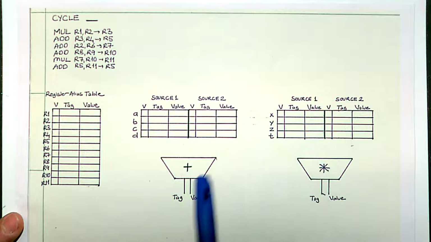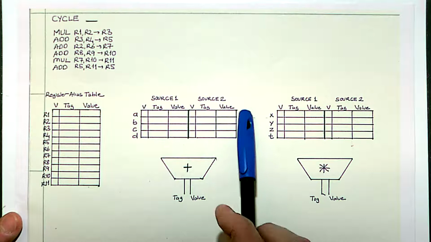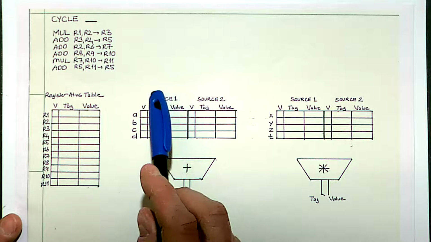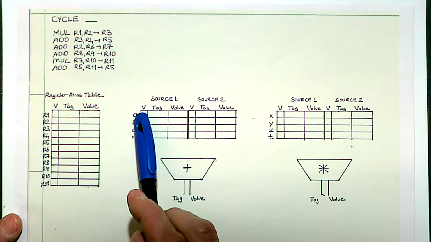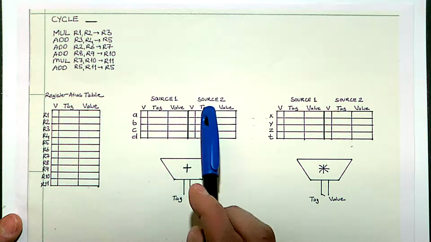And they have different names, A, B, C, D for the adder reservation stations, and X, Y, Z, T for the multiplier. I'm ignoring some of the fields in the reservation station here, like is it allocated, for example. There should be another allocated field over here, but I'm going to ignore that for simplicity right now. Basically, in a reservation station, you need to have two sources for the addition, and each source can be valid. If it's valid, you store the value. If it's not valid, you store the tag, just like a register file entry. Same for the other source. Same for the other reservation station.